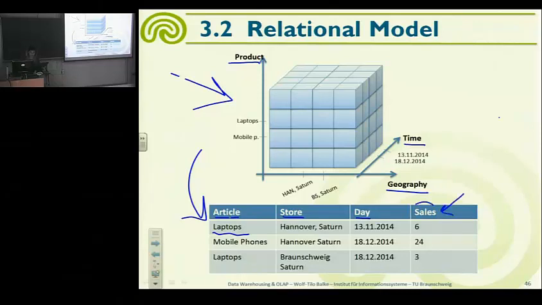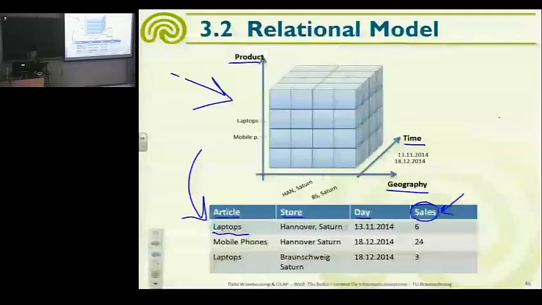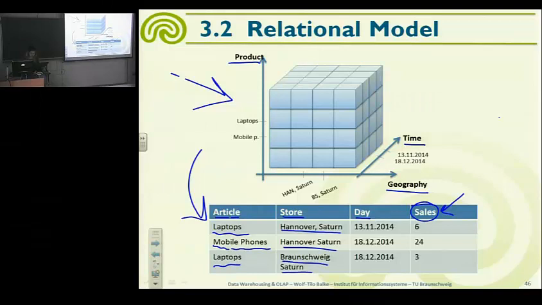And then they put, so for both laptops and mobile phones, you start saying, okay, both of them are in Hannover, laptops, Braunschweig, Saturn, and what you can instantly see here now is the dimensions here. They're only article, store, and day.